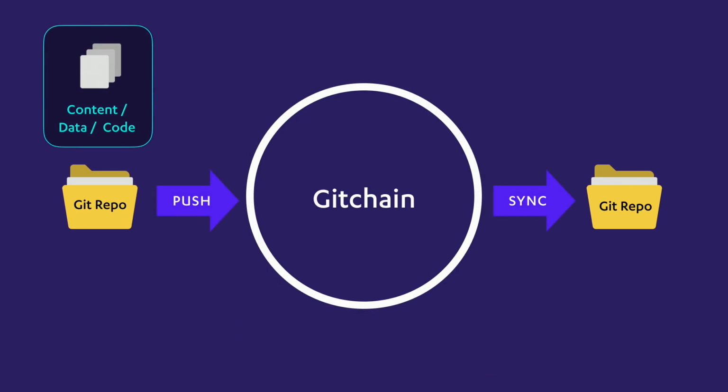So let's simplify this a little bit. Let's just look at two different repositories. One would be owned by one person, and the other one could be a company, or a partner, or another person.